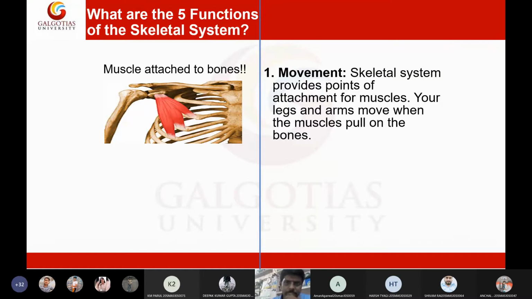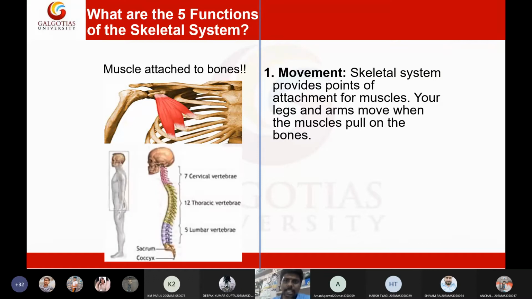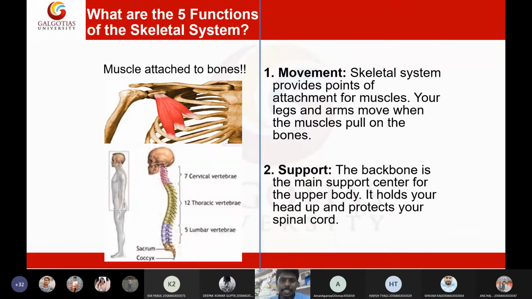So the first function is movement. The skeletal system provides all types of movement to the body with the help of tendons, ligaments, and muscles. Then the second function is support. The entire body is supported by the backbone, the spinal cord. So the skeletal system gives support to the body.